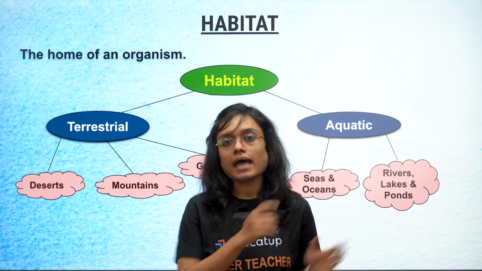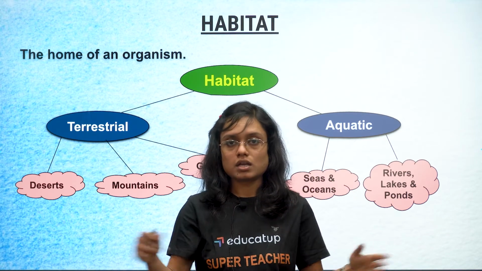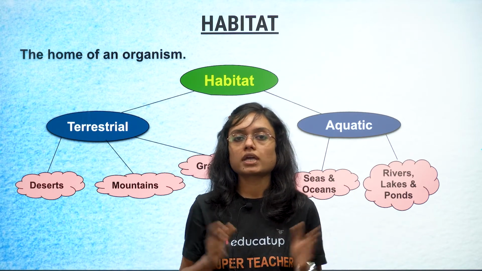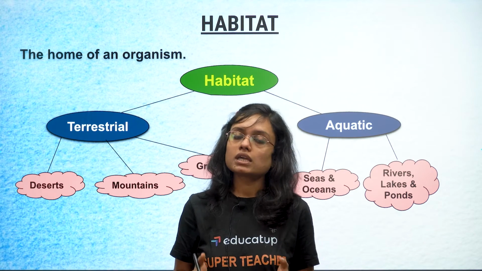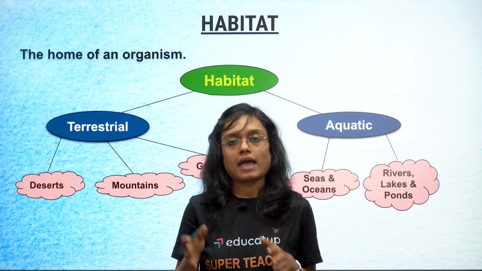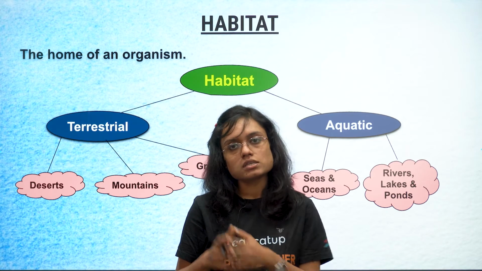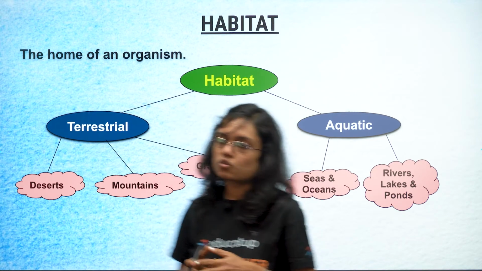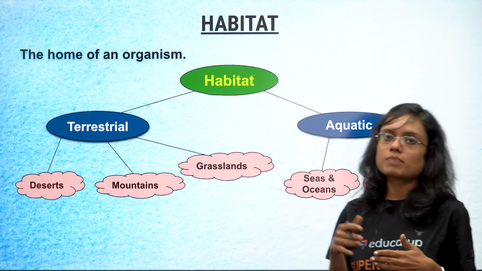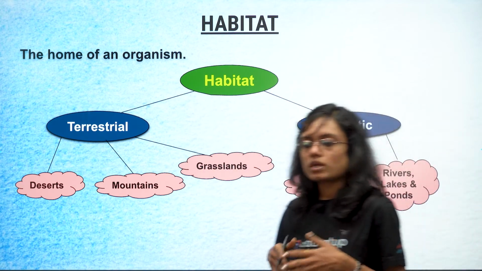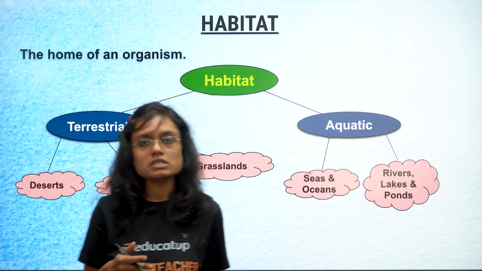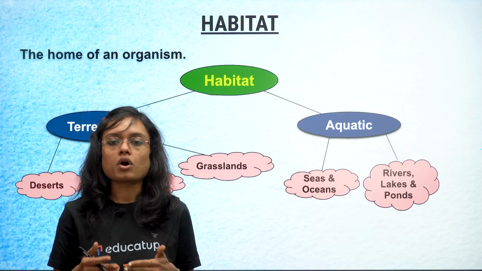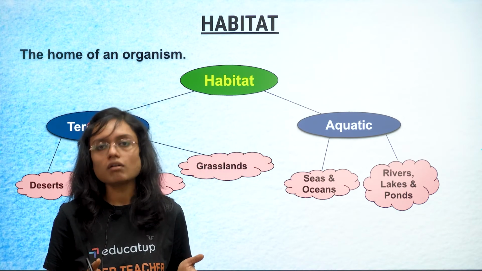Now terrestrial habitat means the land. जो ज़मीन पे जितने भी रहने की जगह है उसे आप टेरेस्ट्रियल कहते हैं. Aquatic is for water. So whatever habitats are available in water bodies comes under the aquatic thing. So in terrestrial you have three subparts, that is deserts, mountains and grasslands. And in aquatic you have two, that is seas and oceans, which contain saline water, and ponds, lakes and rivers, which contain fresh water.